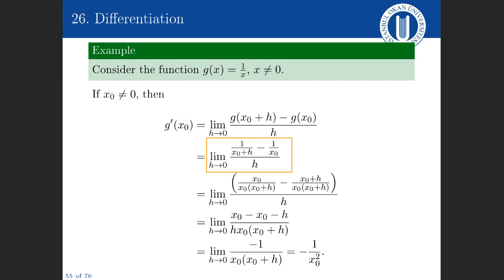We need to simplify this function before we can take the limit. Think back to primary school maths. How do we do things like a third plus a quarter? We have to put everything over the same denominator. We can write this as 4 over 12 plus 3 over 12, and then we can add them together. I want to do the same thing here. I want to write everything over x0, x0 plus h, and then I can calculate the difference between them.